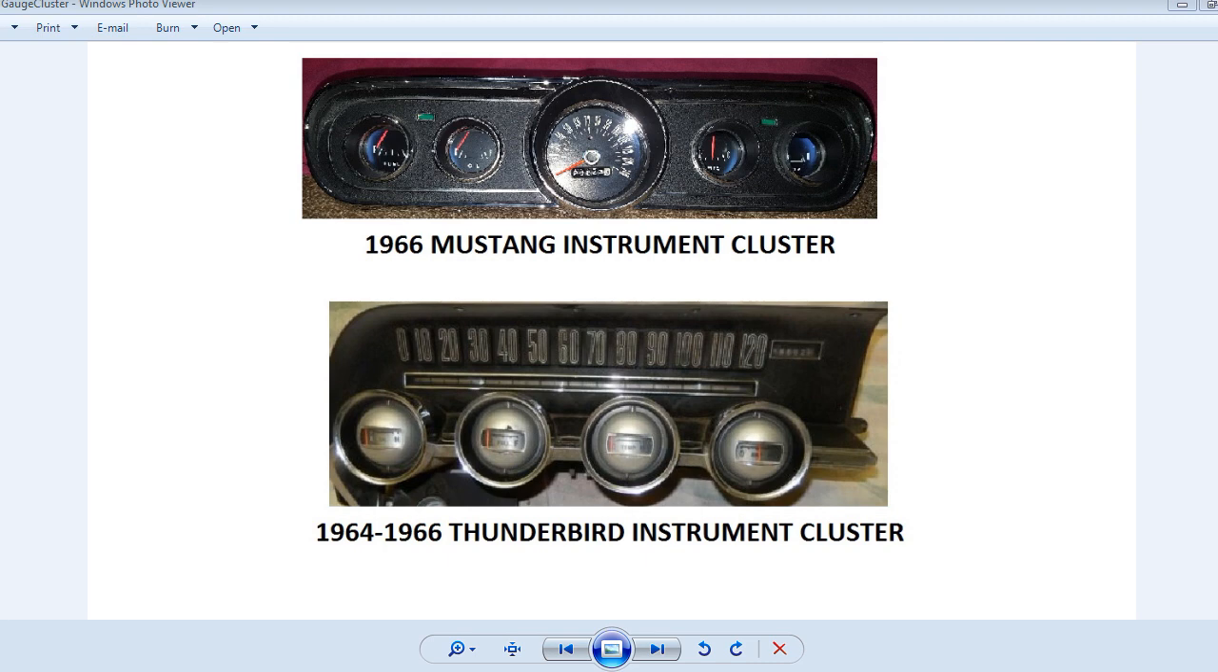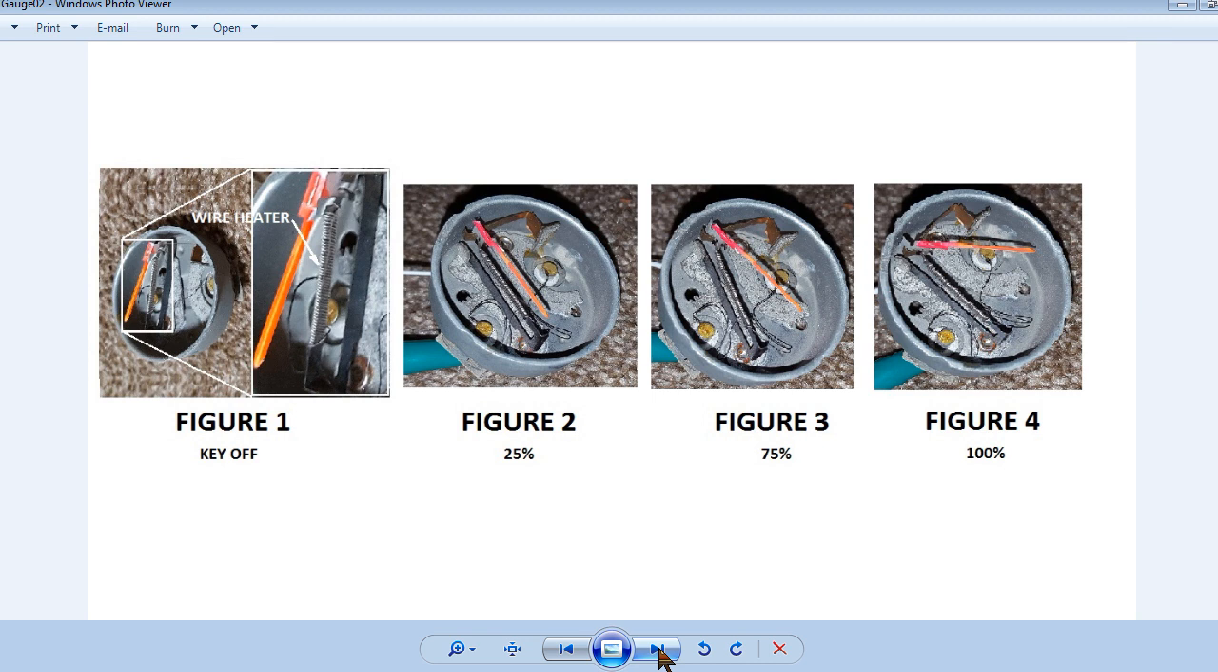Slide 2. This slide shows the internal components of the fuel, oil and temperature gauges. These gauges respond to an electrical current which heats up a bimetallic strip. As the bimetallic strip heats up, it will bend, causing the pointer attached to it to move. Figure 1 shows the position of the pointer with no current flow through the heater, with the ignition key in the off position. Notice the coiled heater wire, which is probably tungsten, like used in a light bulb. In testing, I found it only takes about a quarter of an amp to drive the pointer to 100% or full scale. The other figures show the pointer in other positions.